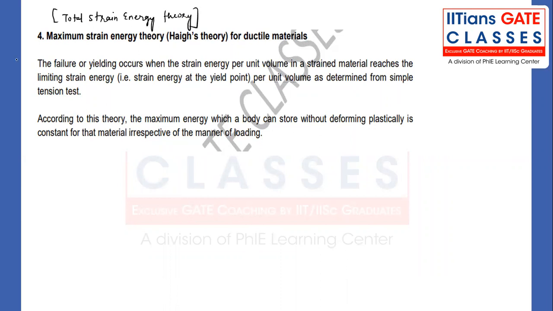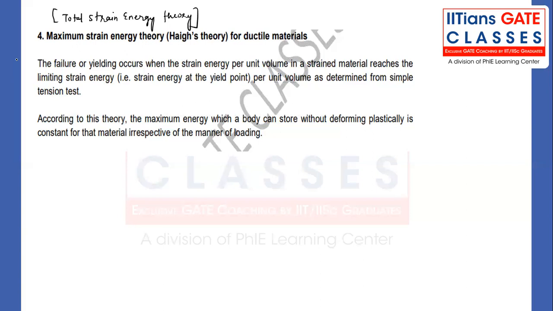Try understanding. This is basically a theory of failure where the person did not focus attention on the yield strength, or sigma 1, or the maximum shear stress. He just focused on the strain energy part. Strain energy of a particular member per unit volume he has considered. What he has said is that under a combined loading case, whatever the strain energy per unit volume in a strained material, when it reaches the limiting strain energy, that is the maximum possible strain energy allowable at the yield point per unit volume, if it just exceeds that, then we say that failure will happen.